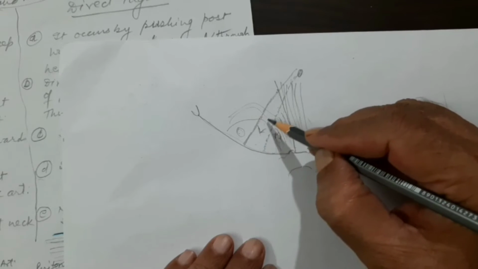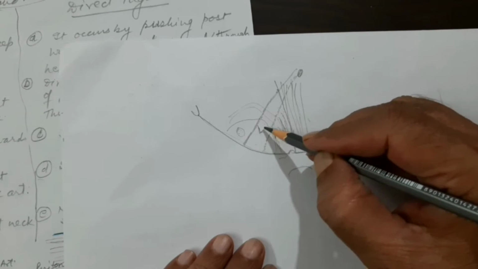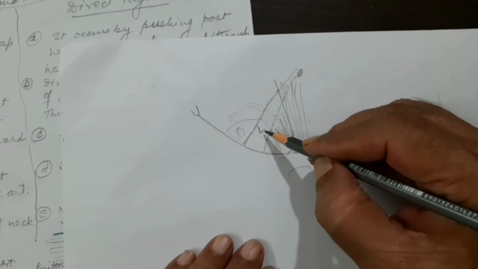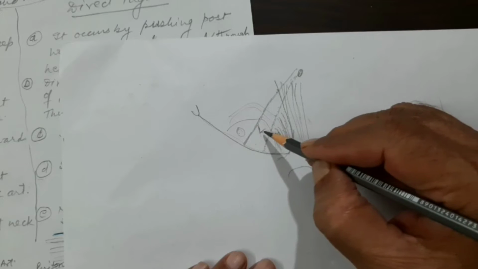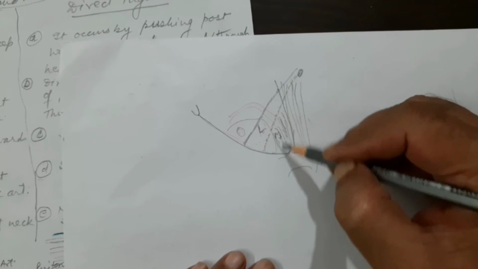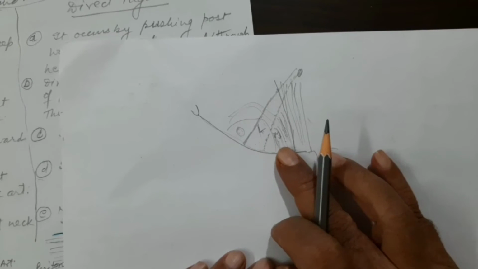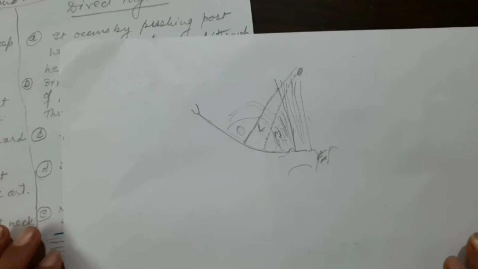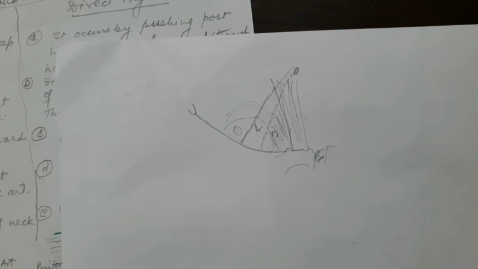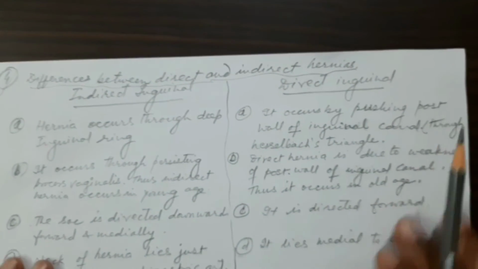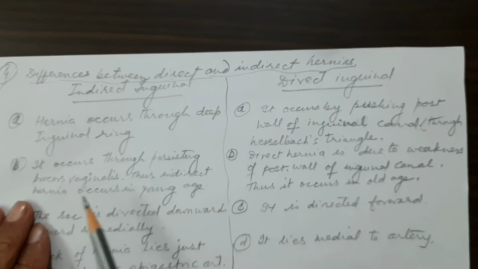Why? Because it is the fascia transversalis. The peritoneal sac pushes the thin fascia transversalis, which does not give any resistance to this sac. But here is the conjoint tendon, which is quite strong and difficult to push. So now you have understood the posterior wall of the inguinal canal through which the direct inguinal hernia can take place. Let us come to the second difference.